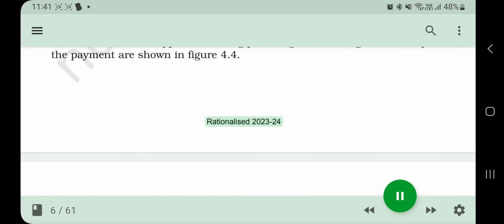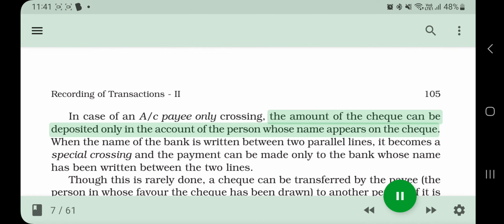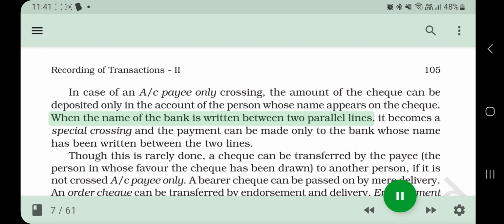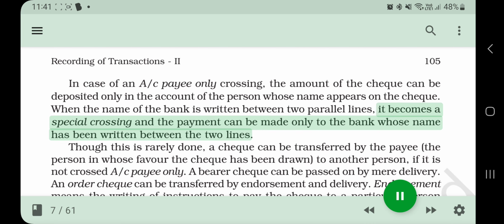Rationalized 2023-24, Recording of Transactions, 105. In case of an A/C payee only crossing, the amount of the check can be deposited only in the account of the person whose name appears on the check. When the name of the bank is written between two parallel lines, it becomes a special crossing and the payment can be made only to the bank whose name has been written between the two lines.